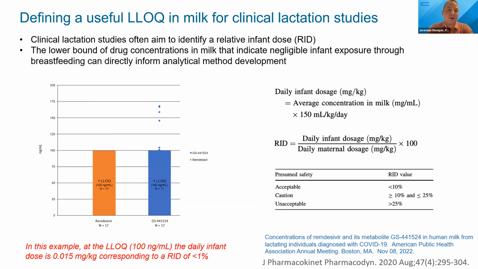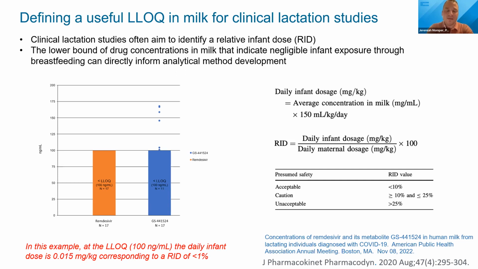Also, as we've been working in milk, one of the things that's been important for us is defining for individual studies a useful lower limit of quantitation for clinical lactation studies. And often these types of studies aim to identify a relative infant dose or an RID. And one of the things that's been useful for us is thinking backwards in terms of what's a concentration in milk that's actually impactful and would be a safety concern. In other words, the lower bound of drug concentrations in milk that indicates a negligible infant exposure through breastfeeding, and using that to inform analytical method development, in particular, the LLOQ.